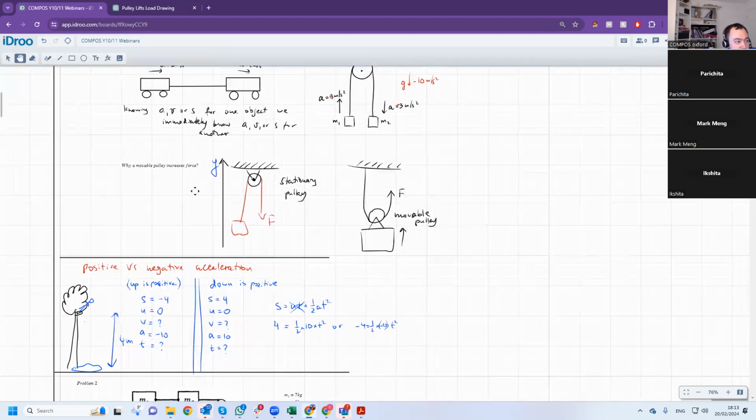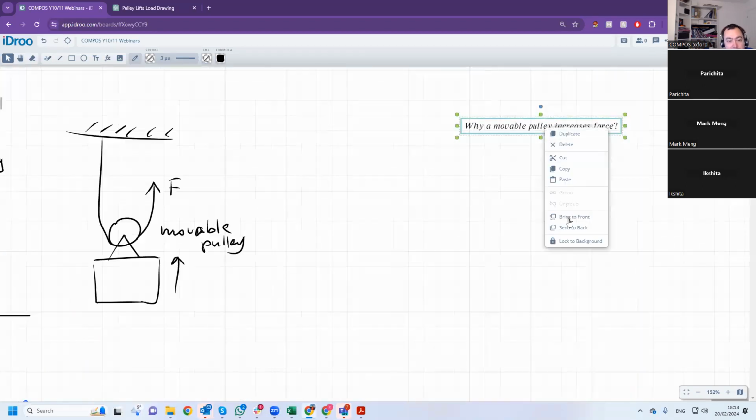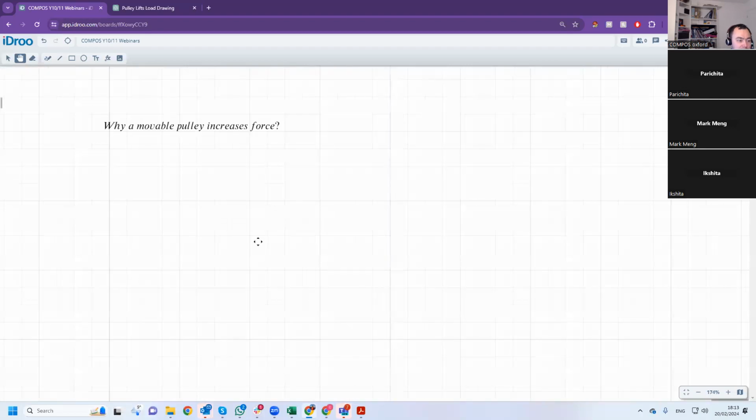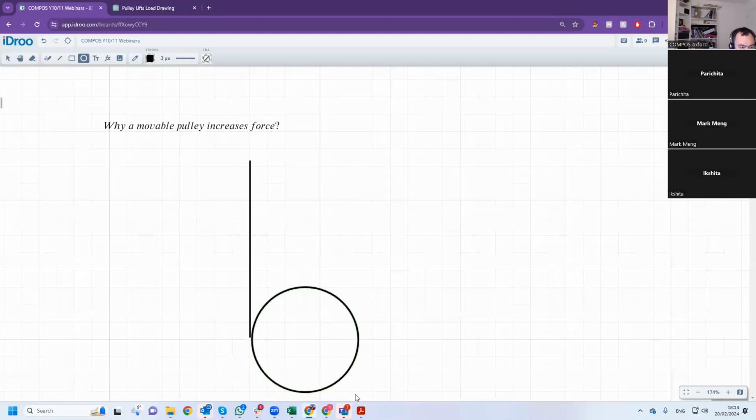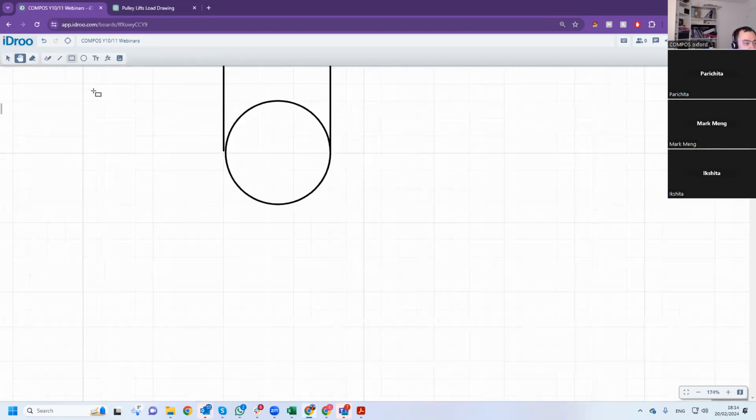Lovely. So the question was, why does a movable pulley increase the force? A movable pulley is a force multiplier, and we need to work out why it is a force multiplier. So imagine I have a movable pulley. So I have a stationary rope, and then I have a pulley, and another rope. And this end of the rope is fixed to the ceiling. Now I apply a force here, and this allows me to lift a force here.